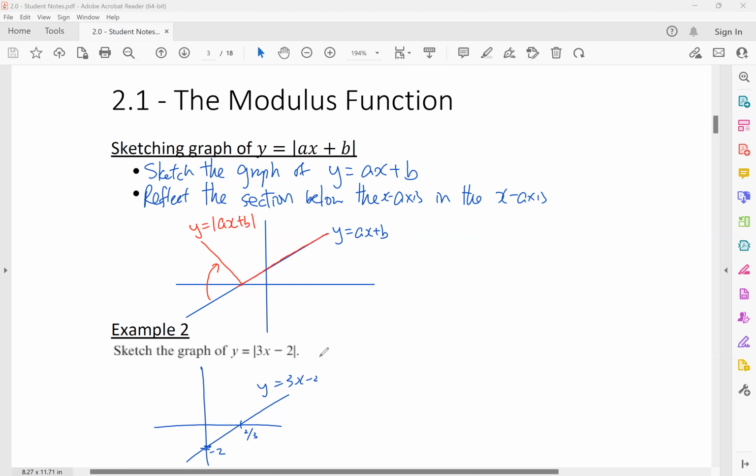So the real one, let me use a different color, let me use green. The real one is going to look like this. At 2/3, anything below 2/3 will be reflected. And this y-intercept now becomes 2, because the minus 2 flips over the x-axis and becomes 2. This is the graph y equals mod of 3x minus 2. You don't have to show this working out to the examiner. It's this one that matters. All right.